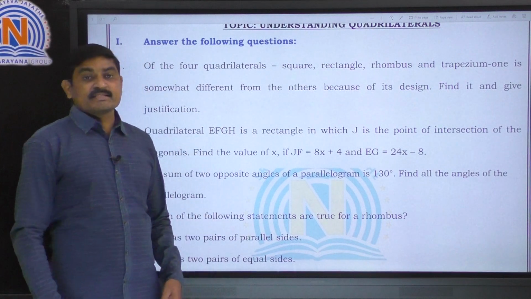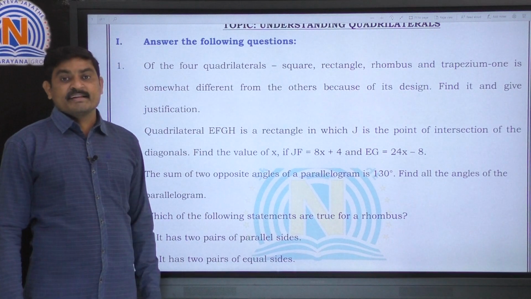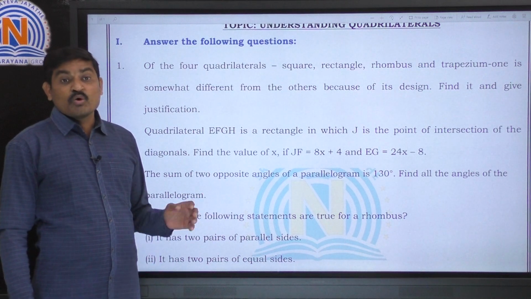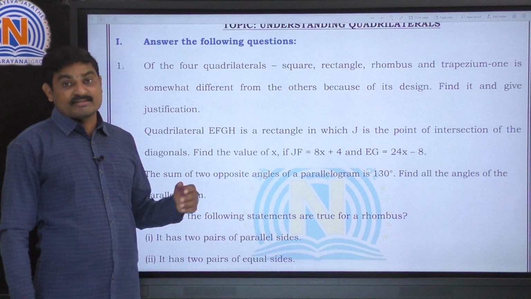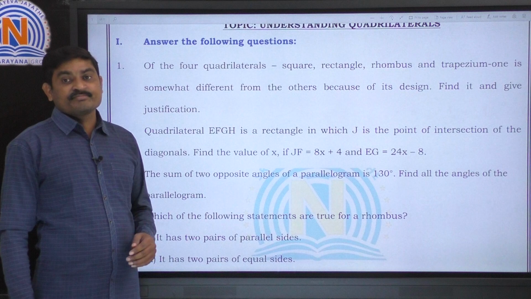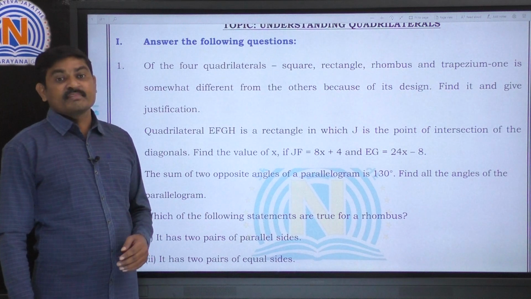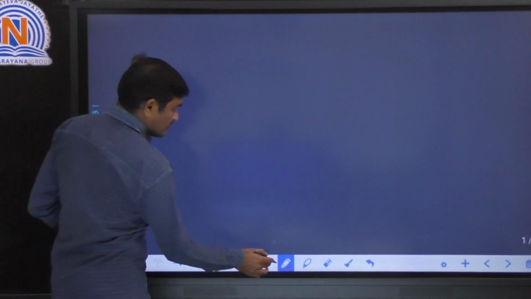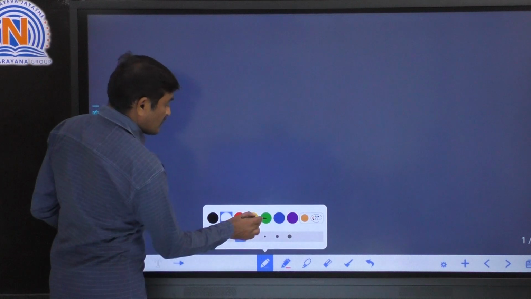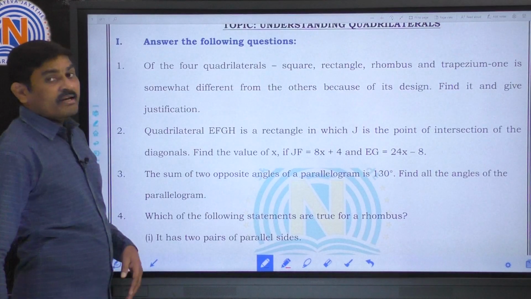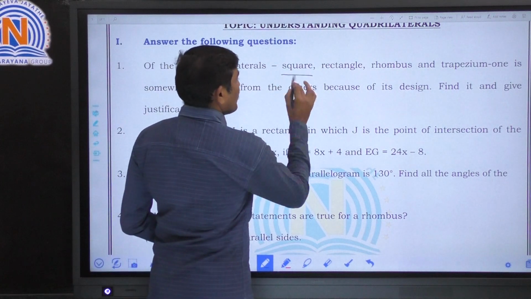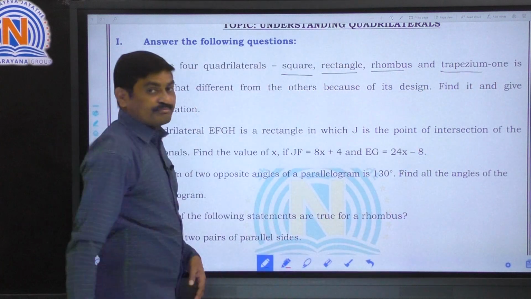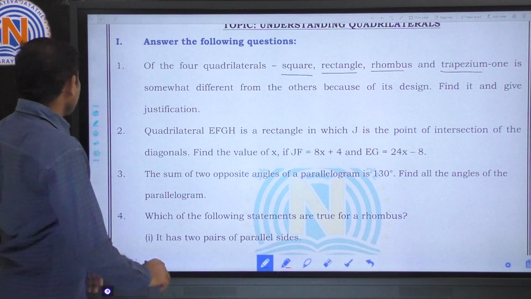See, the first question is: of the four quadrilaterals, square, rectangle, rhombus and trapezium, one is somewhat different from the others because of its design. Find it and give justification. Here the given quadrilaterals are square, rectangle, rhombus and trapezium. These are the four quadrilaterals given.